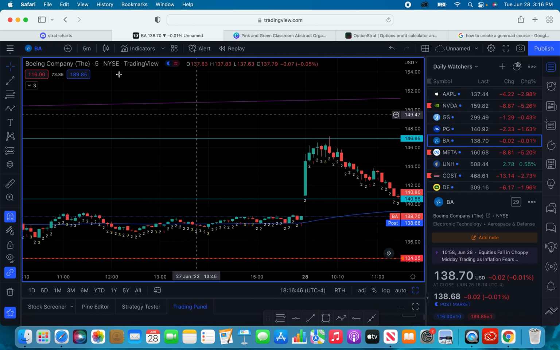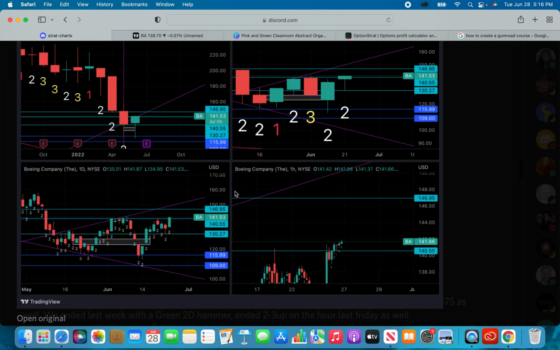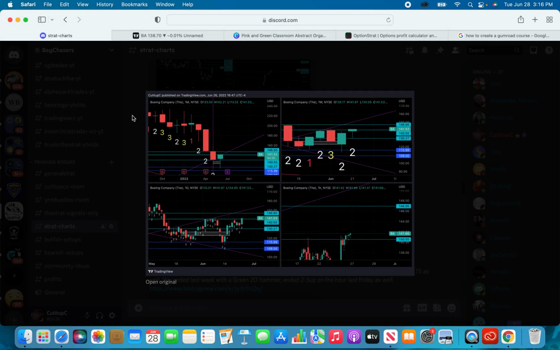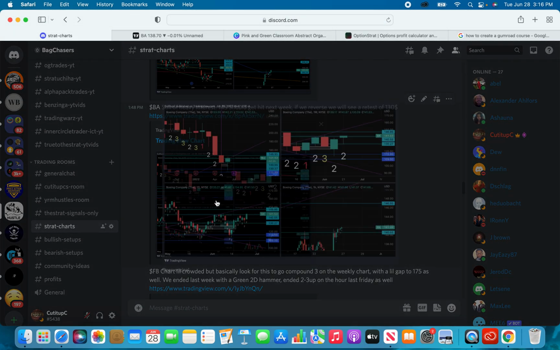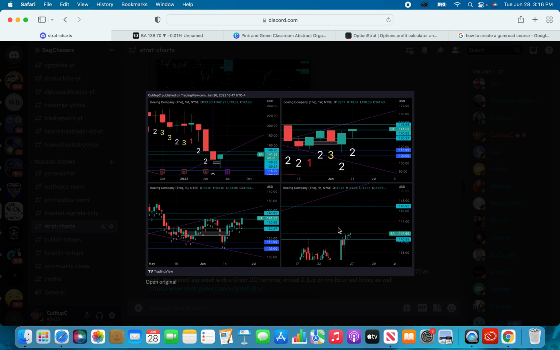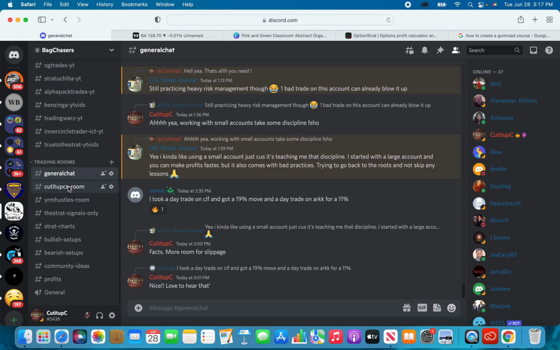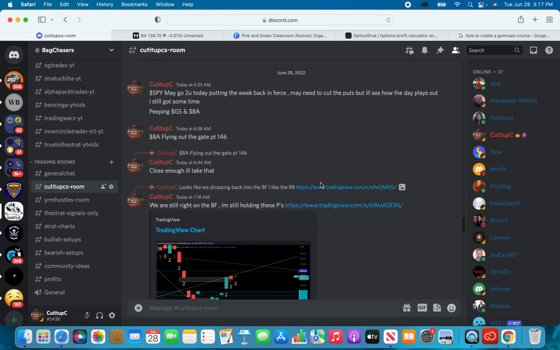I ended up doing a market fill. Couldn't really call this one out, but I said in the chat. Let me see. So that goes for my trade for BA. I had my level set. We triggered the levels. I got in there and got in that trade. BA flying out the gate. PT 146, said that around 6:38 a.m. We ended up hitting it.